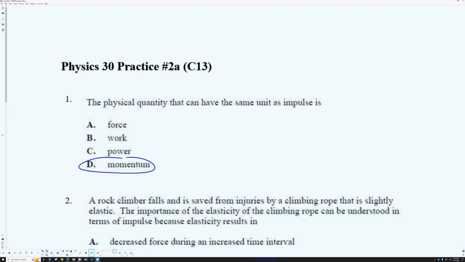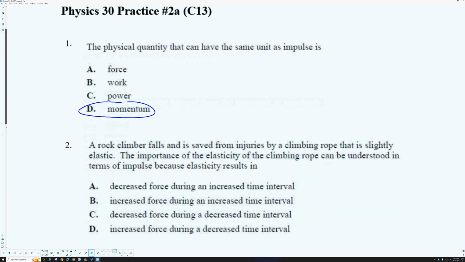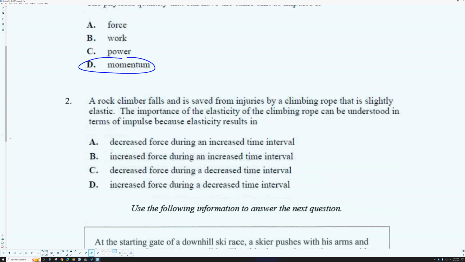2, a rock climber falls and is saved from injuries by a climbing rope that is slightly elastic. The importance of the elasticity of the climbing rope can be understood in terms of impulse because elasticity results in what? Forget about the physics for a second, just every day, what does the elastic climbing rope do? It cushions an impact, right?